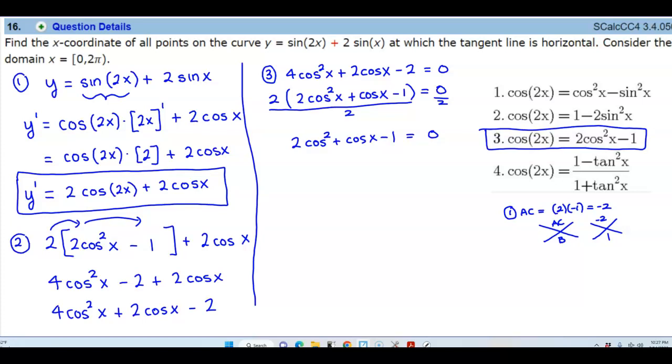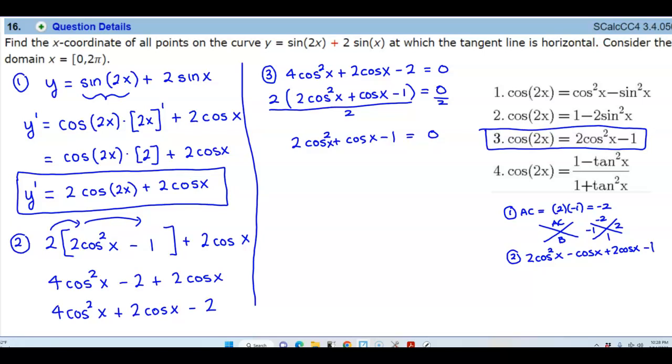So what two numbers can we multiply to get -2, and when we add them together, we're going to get +1? We can get -1 and then +2. And so therefore, we're going to end up with the following. We're going to have 2 times the cosine squared x, minus the cosine x, plus 2 cosine of x, and then minus 1.